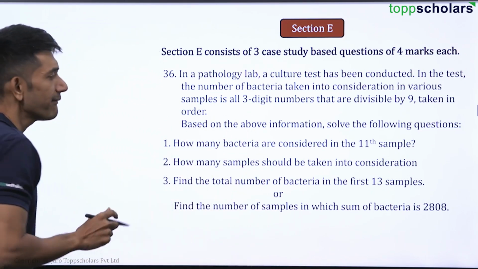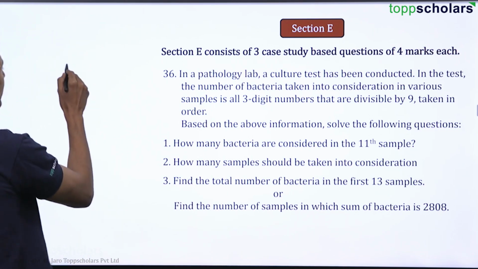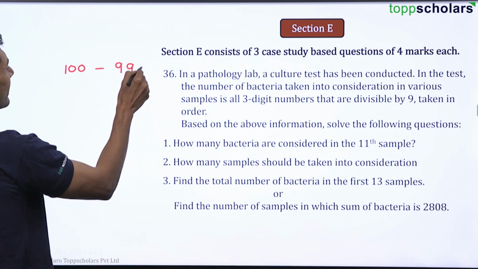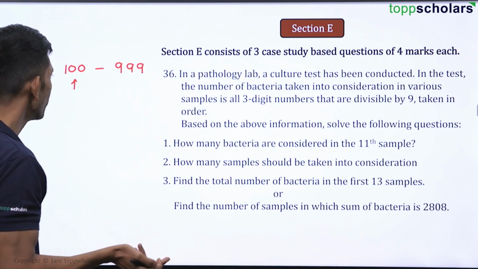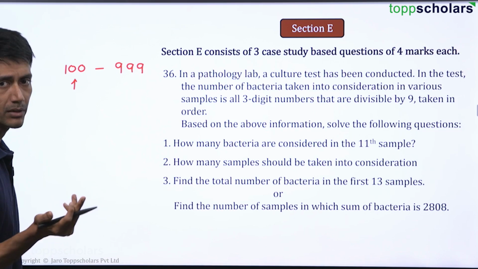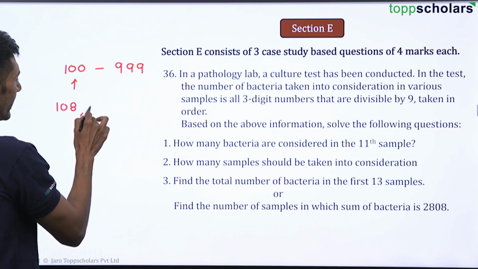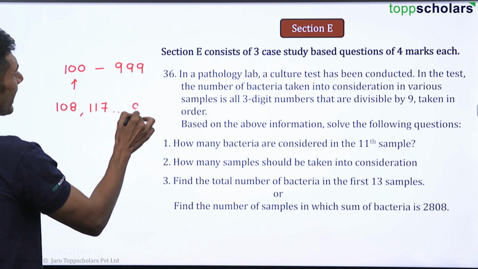Now see, if I talk about all 3-digit numbers divisible by 9, can I say 3-digit numbers start from 100, they go all the way till 999. But is 100 divisible by 9? No. So which is the number divisible by 9? The first number, can I say it is 108, then 117, and so on till 999.